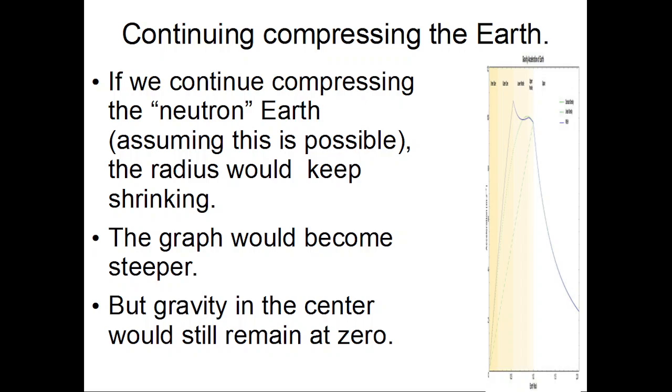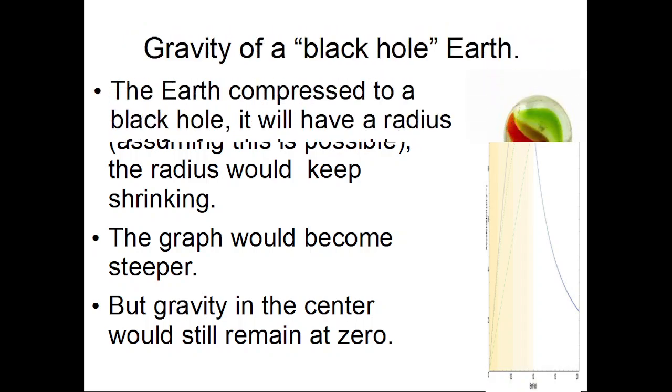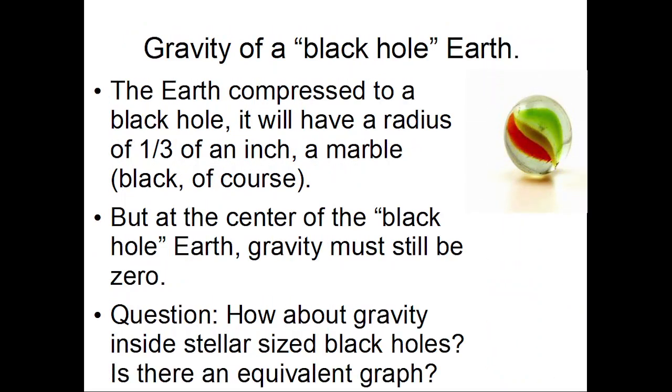If we continue compressing this neutron Earth, obviously this is impossible, the radius may keep on shrinking and the graph will continue getting steeper, but gravity in the center will still remain at zero. If we could magically compress the Earth until it became a black hole, Earth would have a radius of 1/3 of an inch, the size of a marble, a black marble. But at the center of the black hole Earth, gravity must still be zero.